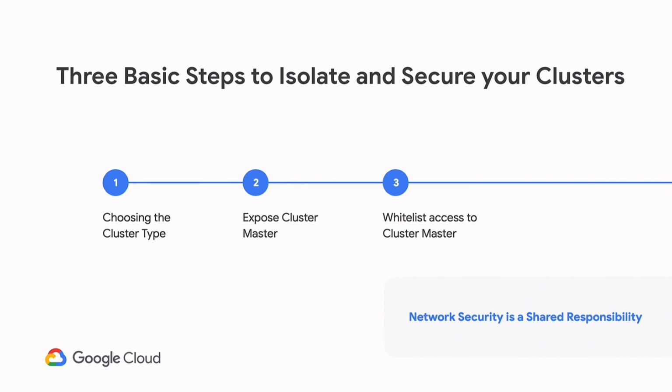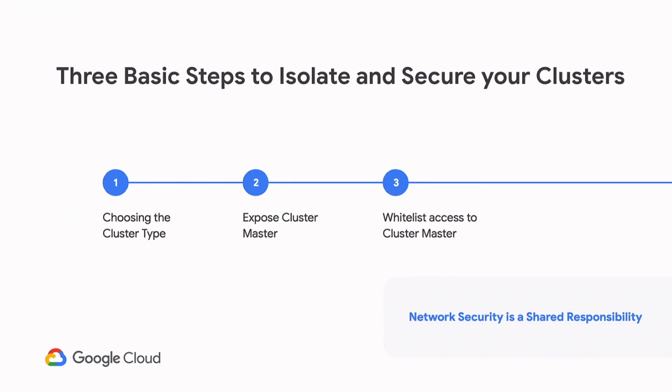Really, it boils down to these three steps that one needs to activate when it comes to securing your GKE cluster from a connectivity standpoint. First, choosing the cluster type. There are two types of clusters that you can build, a public cluster or a private cluster. Second, expose the cluster master, which means the master node, which is actually the brains of the control plane of your GKE cluster: do you need to expose that privately or publicly? And third is, if you're going to be exposing the cluster master, which IP addresses do you want that particular master to be accessible from?